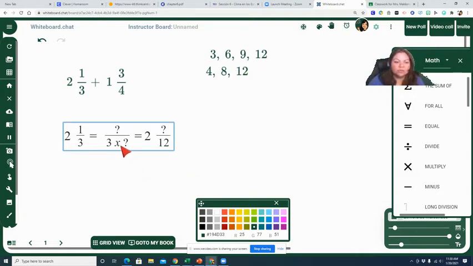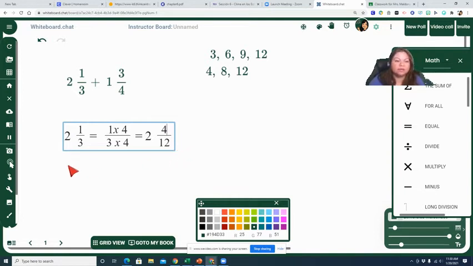So I think, 3 times what number equals 12? Well, I know that 3 times 4 equals 12. So if I multiply the denominator by 4, I need to multiply the numerator by 4. My numerator here is 1, and I'm going to multiply by 4. And 1 times 4 is equal to 4. So the equivalent fraction of 2 1/3 is 2 4/12.